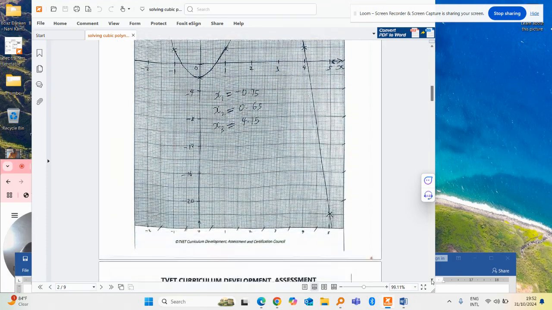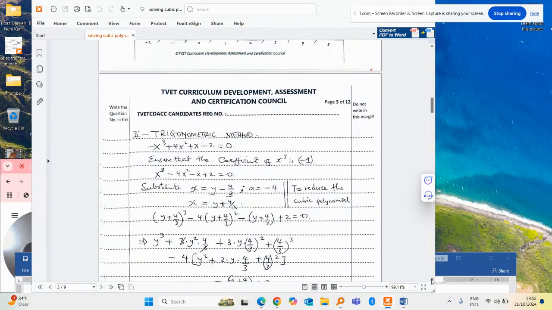Now we move on to the second method, that is the trigonometric method.